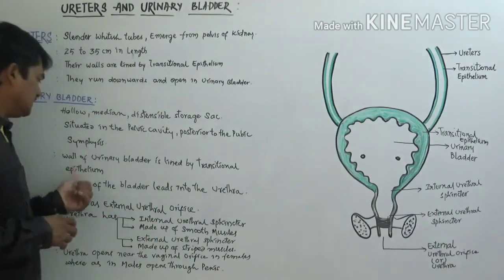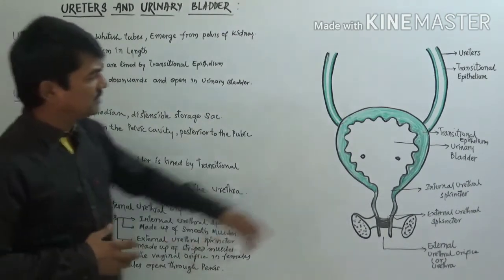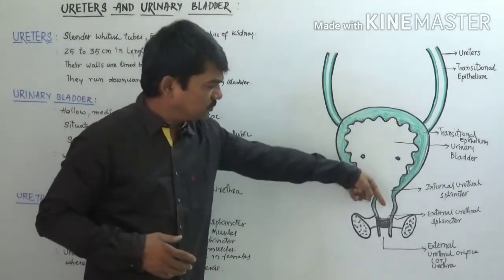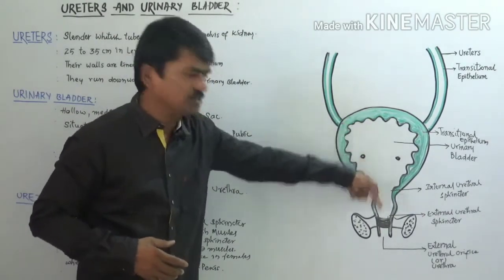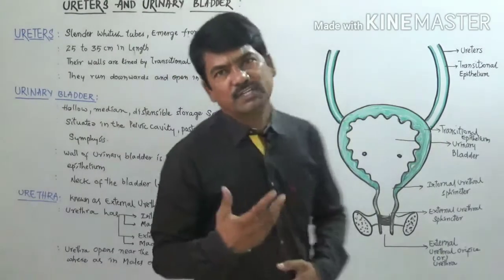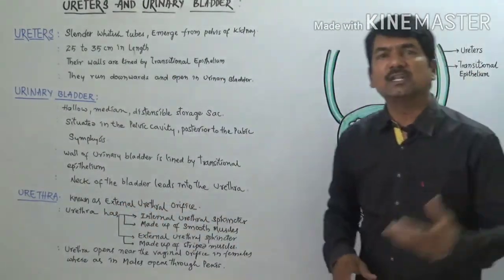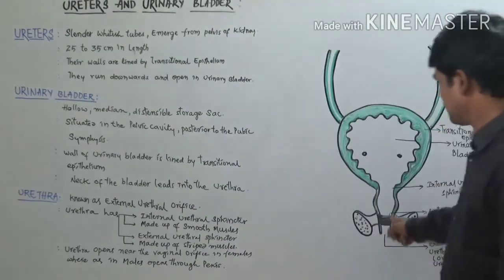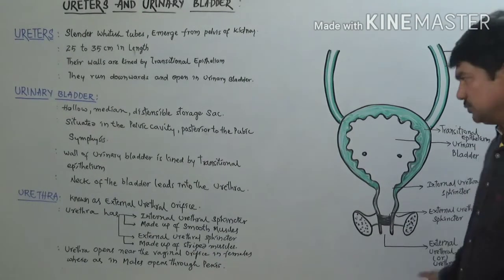Then the neck of the urinary bladder opens into the urethra. Here we can identify the neck, into which the urethra opens. The neck of the urinary bladder opens into the urethra. Let us see what the urethra is. The urethra opens to the outside at the external urethral orifice, also known as the urethral meatus.